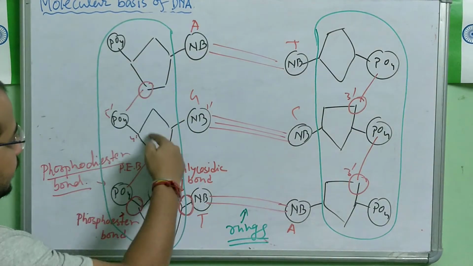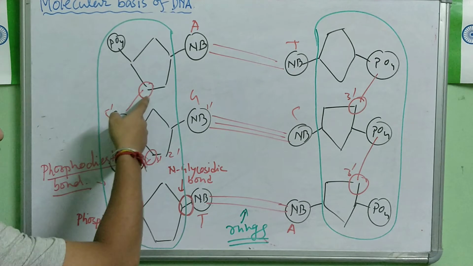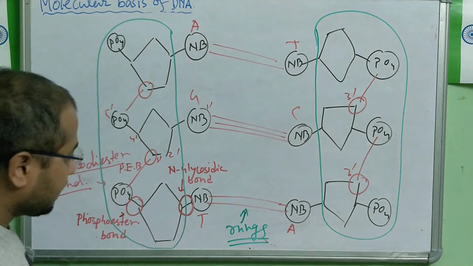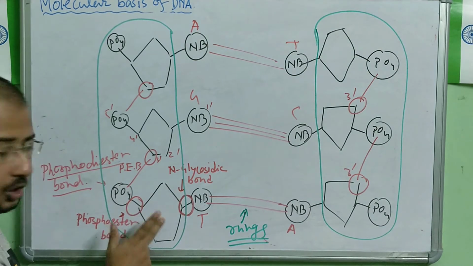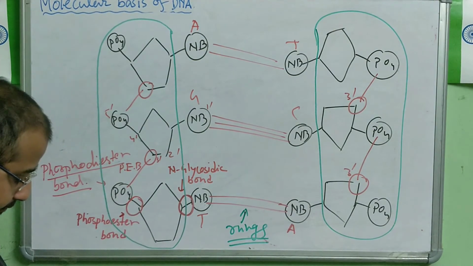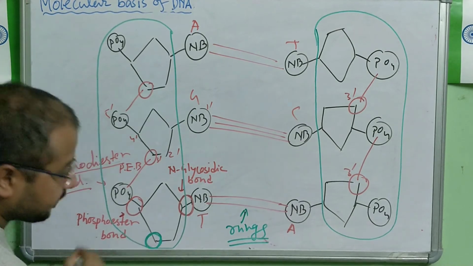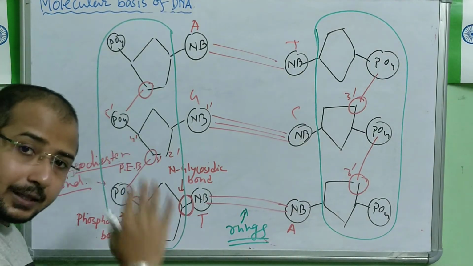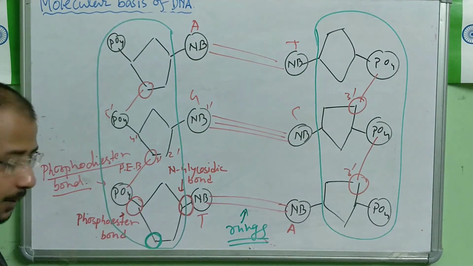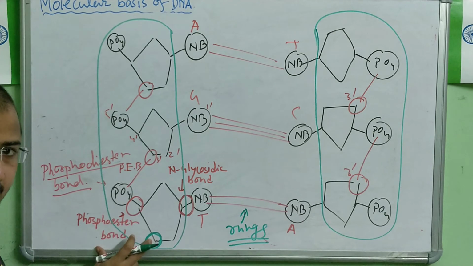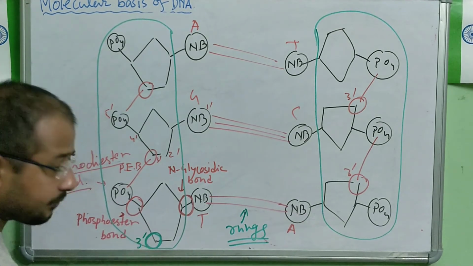In every nucleotide, the 3 prime position is blocked by the phosphate group. A phosphoester bond is there. This is the last nucleotide. There is no nucleotide after this, so this 3 prime is free. This 3 prime becomes free because there is no nucleotide below. There is no one to come and bind to the 3 prime position. This is a free position. That's why here I will write 3 prime.